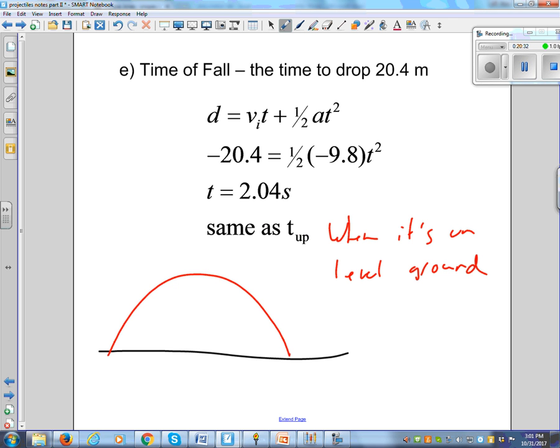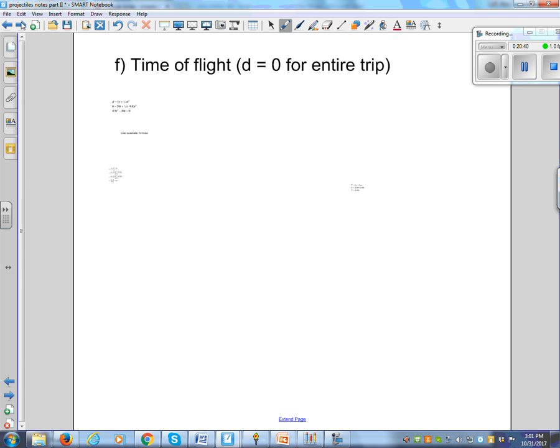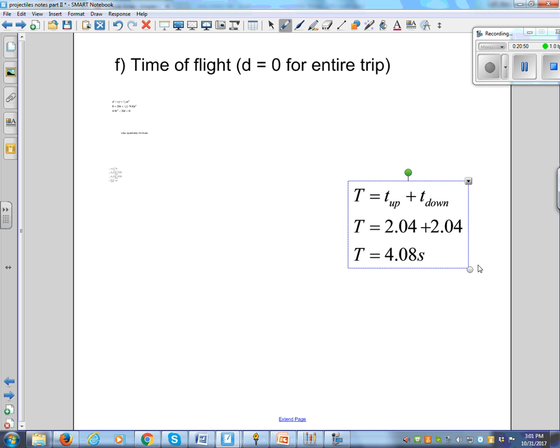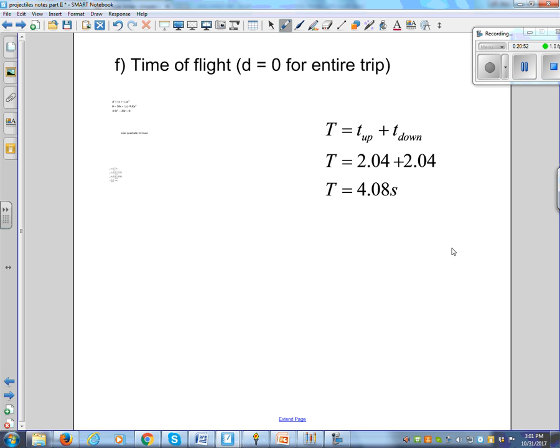Well, it would be going minus 20 at the exact bottom, right? Okay. What about the total time of flight? Just add them together, right? You could just say time up plus time down, total time of flight 4.08.